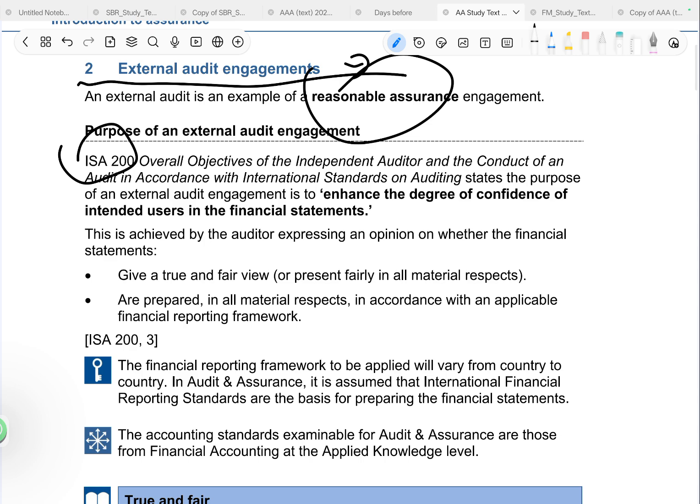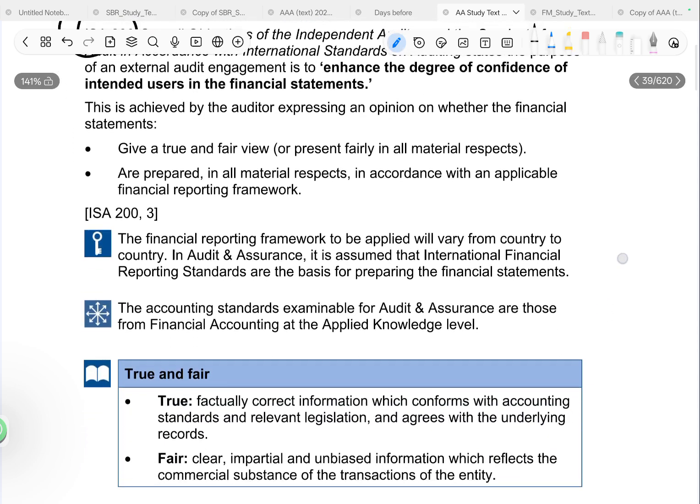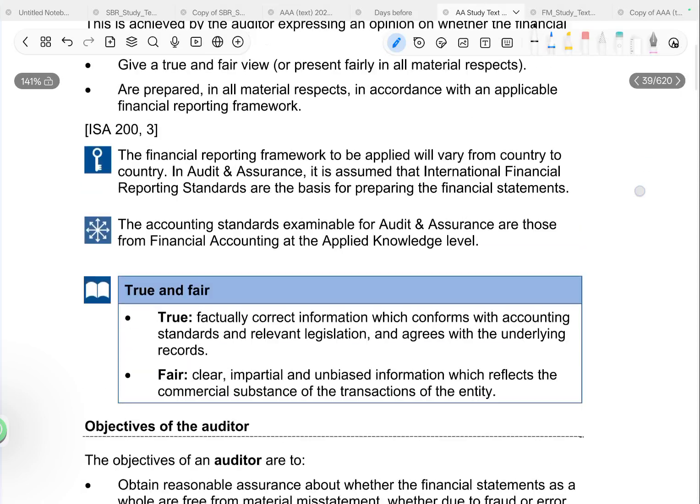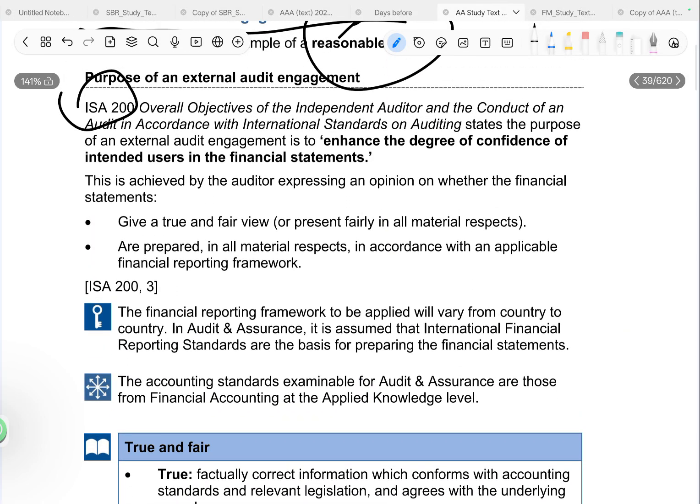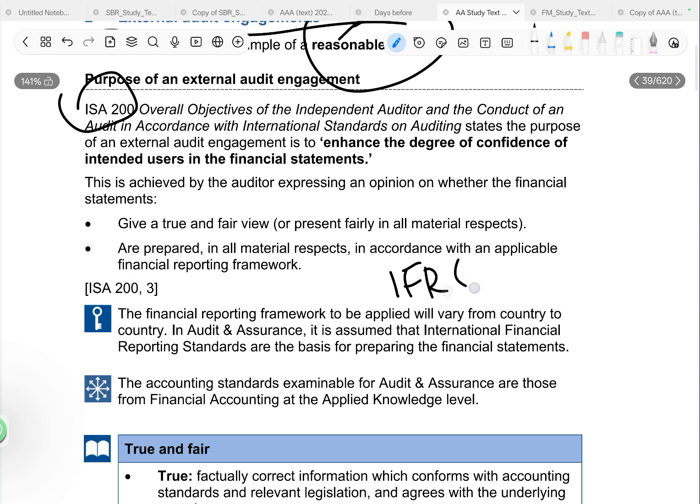So, what does the auditor's opinion say? The auditor's opinion basically answers two key questions. First, do the financial statements give a true and fair view? And second, are the financial statements prepared in accordance with the applicable financial reporting framework? Usually, this framework refers to the accounting standards. In the context of your audit and assurance exam, we assume that companies prepare financial statements according to the IFRS standards.